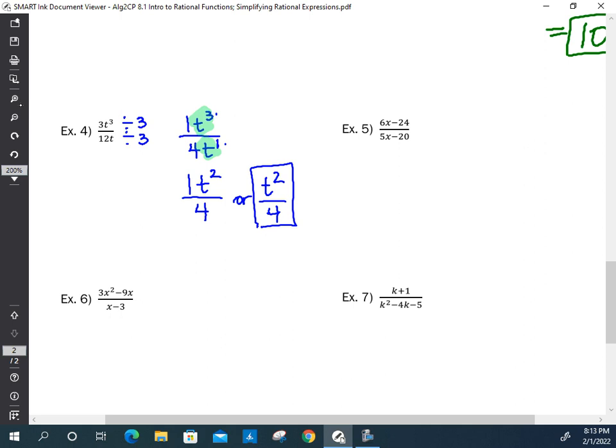So again, you're simplifying the expression.